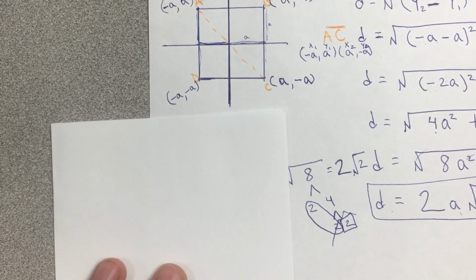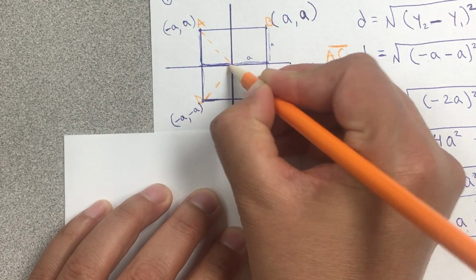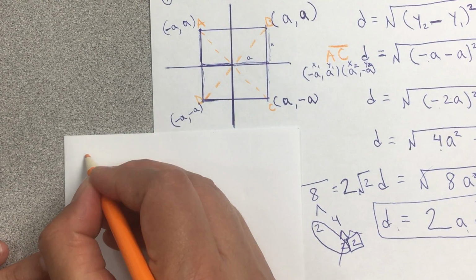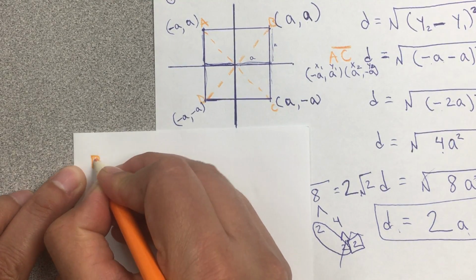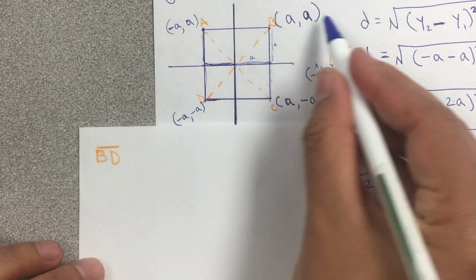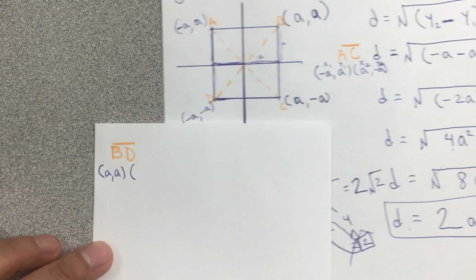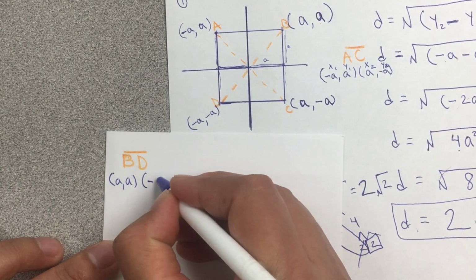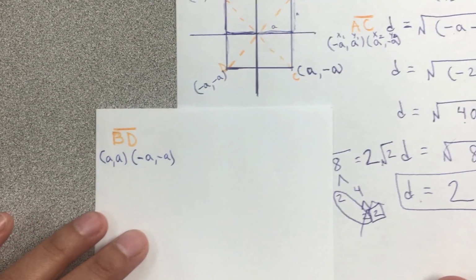Now, what about BD? It doesn't matter which one you put first, it can be BD or DB. So let's do point BD. The coordinate for B is (a, a), which is both positive. The D is (negative a, negative a). And now we start with the distance formula.